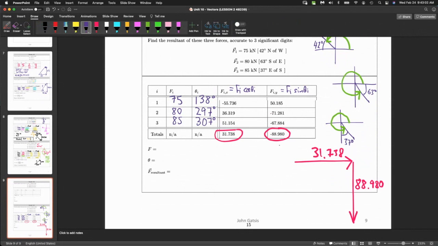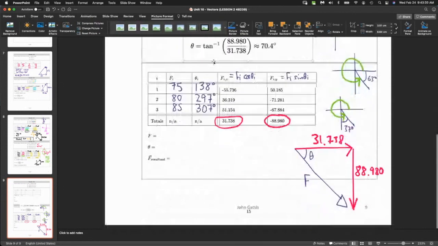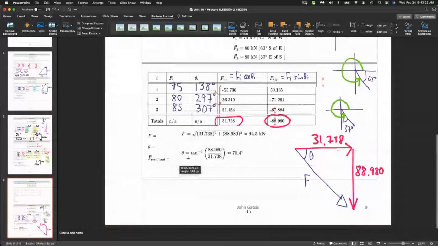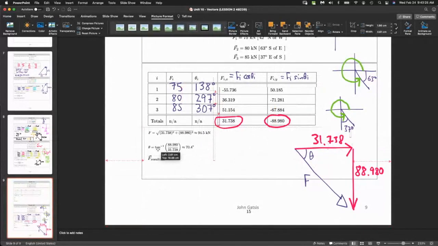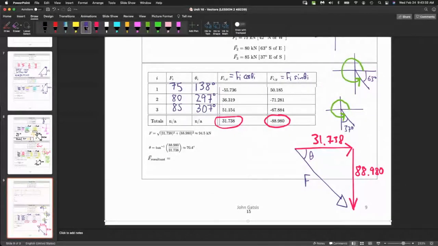Which, when you add these together, produces the resultant force, which is F, and the angle theta. So, if you use the Pythagorean theorem and inverse tangent, you will get theta and you will get F. And that allows us to finally write down the resultant vector, which in this case is going to face, we'll discuss the direction in a second, but the answer is this.